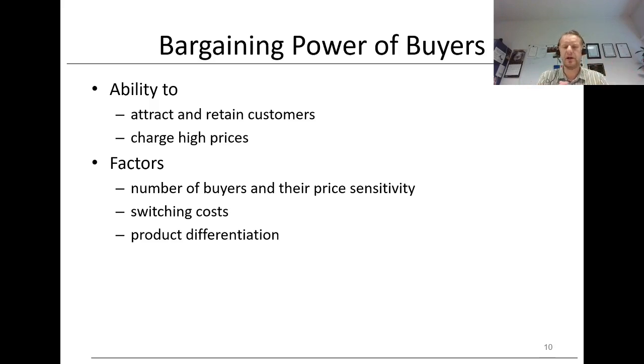So the factors that I should consider here are the number of buyers and their price sensitivity. To what extent are they sensitive to the price, yes or no? And I hope they're not that sensitive as a firm, because if they're not very price sensitive, what I can do is I can raise my prices, and as such, my profitability. To what extent do my buyers have high switching costs? To what extent is it difficult for them to switch between one supplier and another? If it's very difficult, then I'm in a powerful position. If it's very easy, then I'm not in a powerful position, right?